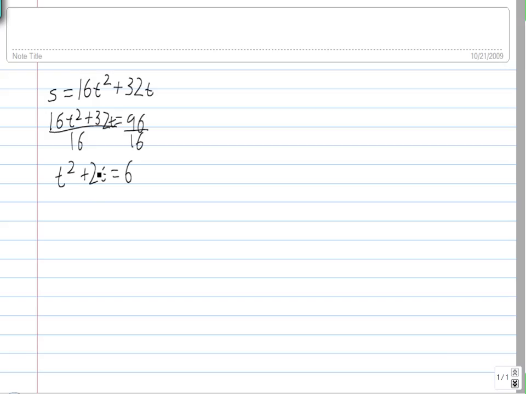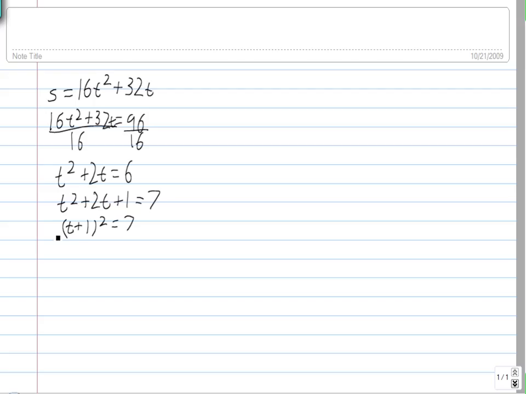Now we need to take half of this term and then square it. Half of 2 is 1. 1 squared is still 1. So we need to add 1 to both sides. t squared plus 2t plus 1 equals 6 plus 1, which is 7. Now that we have this perfect square trinomial, we can factor that into t plus 1 squared equals 7.